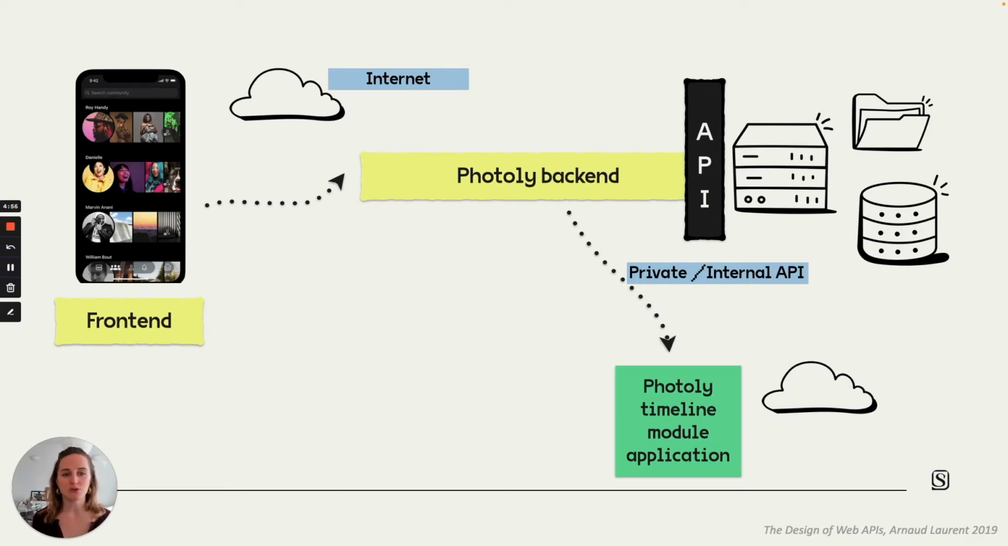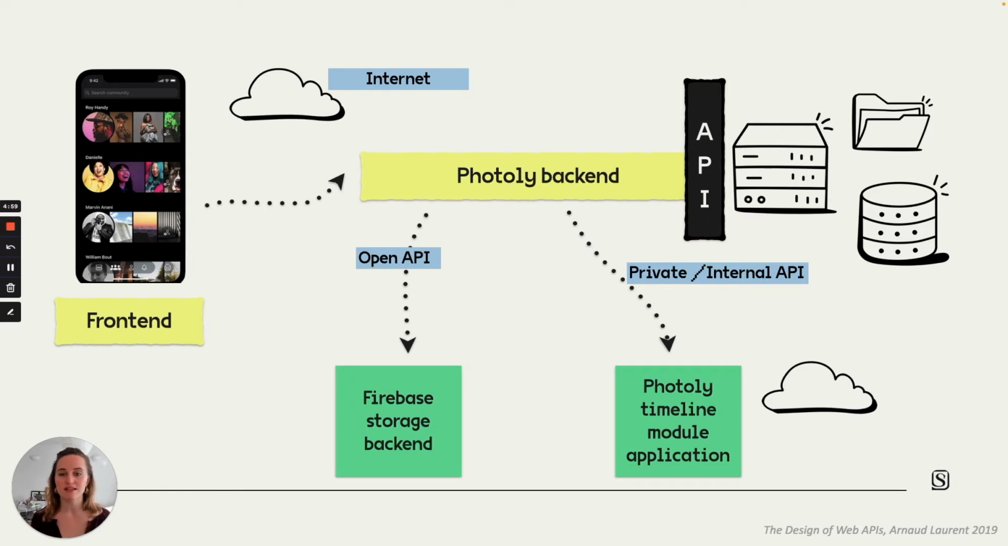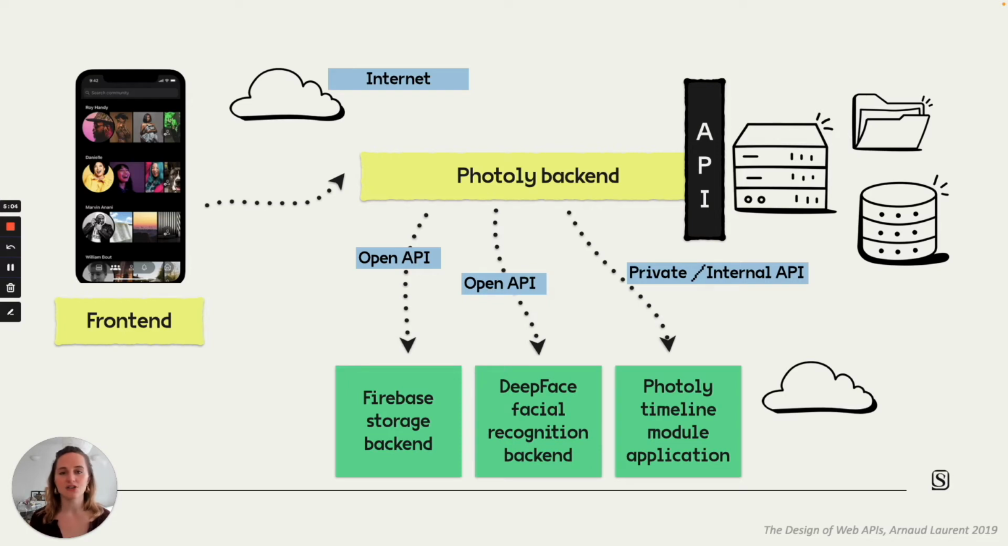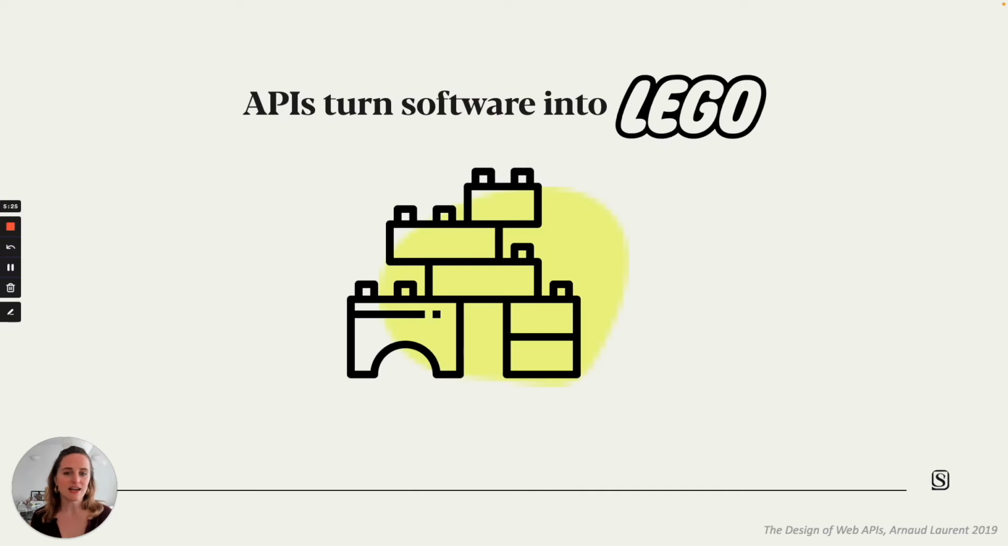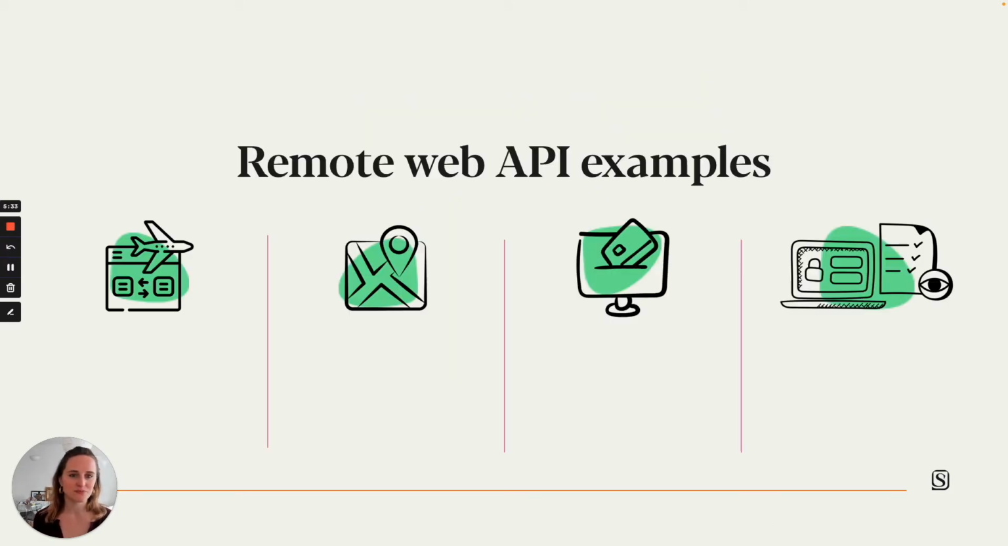Instead of buying more storage machines, they can send photo data to a storage as a service provider like Amazon Firebase. They can sign a contract with DeepFace, a best-of-breed AI-powered facial recognition software, and integrate this into Photolly via API so that their developers don't have to build this AI tech from scratch. And these integrations Photolly can do over the internet with additional security settings, of course, but still the public internet. So in essence, APIs turn software into modular bricks that can be reused or repurposed just like Legos.